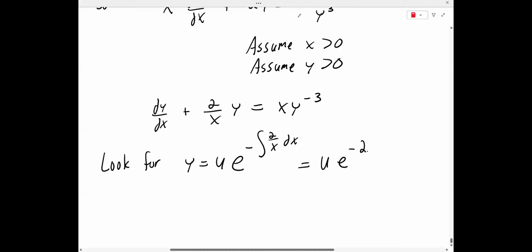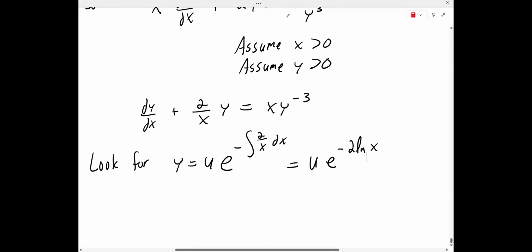Now this is 2 natural log. I can say 2 natural log of x, because I'm assuming x is greater than 0, so I can drop the absolute value off. Now, if I assumed x was less than 0, I'd have to put a negative there somewhere. When I drop the absolute value, it'd be like a negative x instead, if I assumed x were less than 0. But anyway, I assume x is greater than 0, so I get this. Okay.